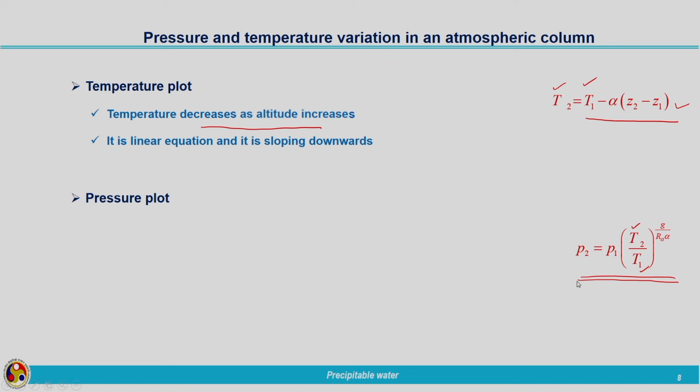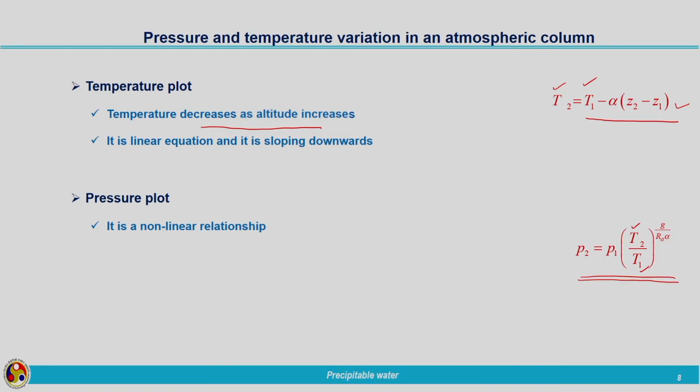So, what can we understand from this? We can clearly understand that the pressure is also decreasing as the altitude increases. And the relationship is non-linear, it is not a linear one as in the case of temperature, and pressure decreases non-linearly as altitude increases.